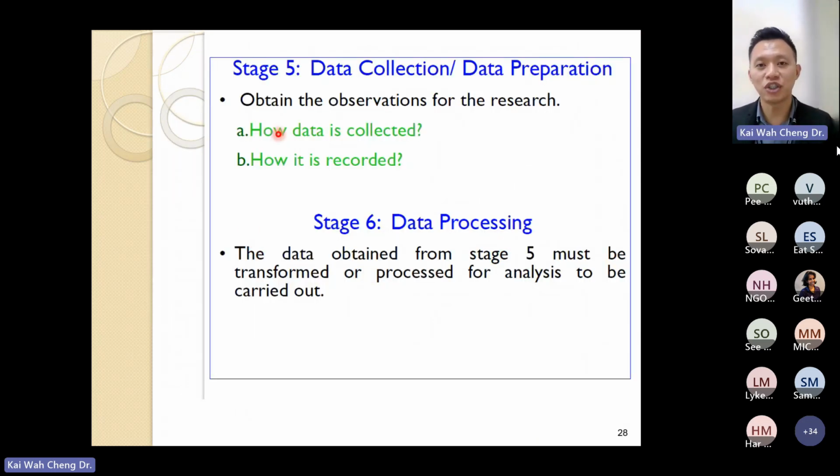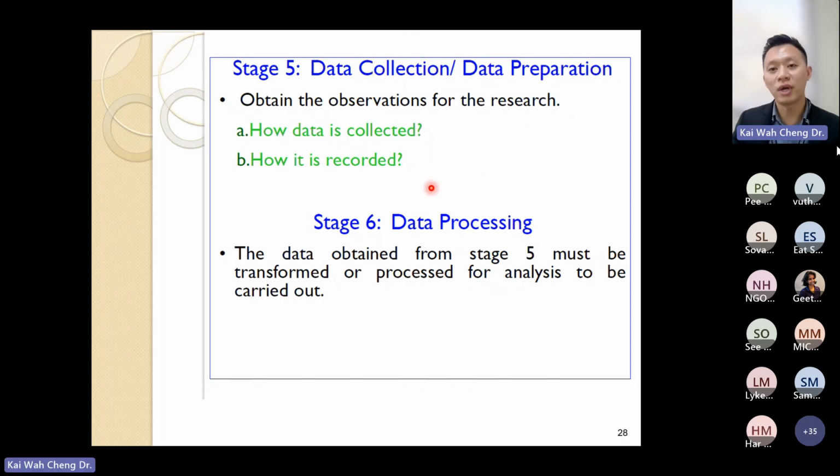And then we'll proceed to stage number 5, data collection or data preparation. So you need to plan from A to Z. How are you going to start the data collection process and how do you end it? This is why we need to determine the sample size before we start distributing the questionnaire. And then, what is the target population? What is the research location? So this is all about data collection.